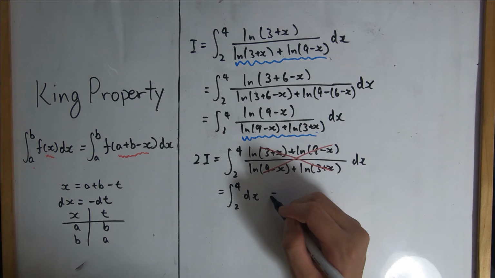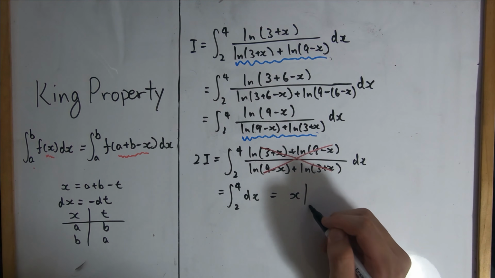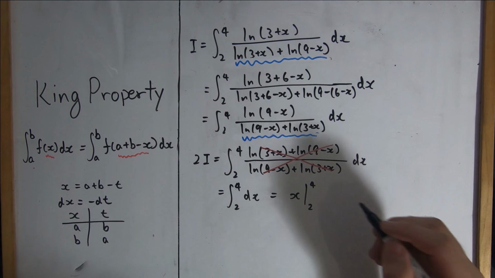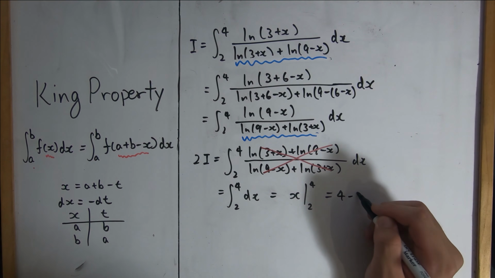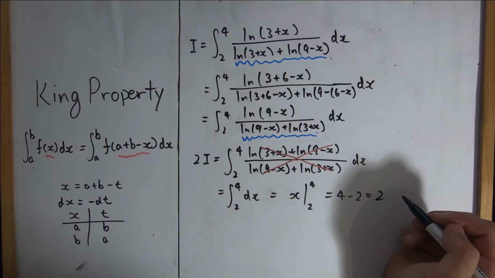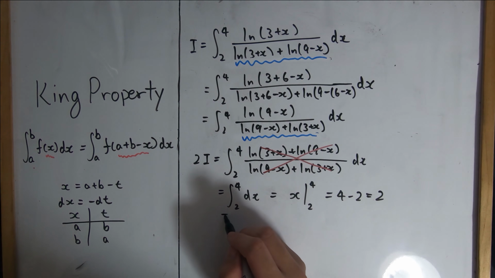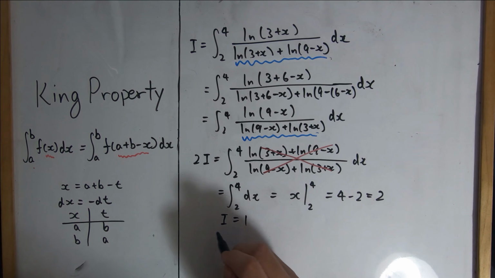This is a very simple integral and simplifies to x. Substituting in 2 and 4 gives us 4 minus 2 equals 2, and this is equal to 2I. Therefore, dividing both sides by 2, the value of this integral is 1.